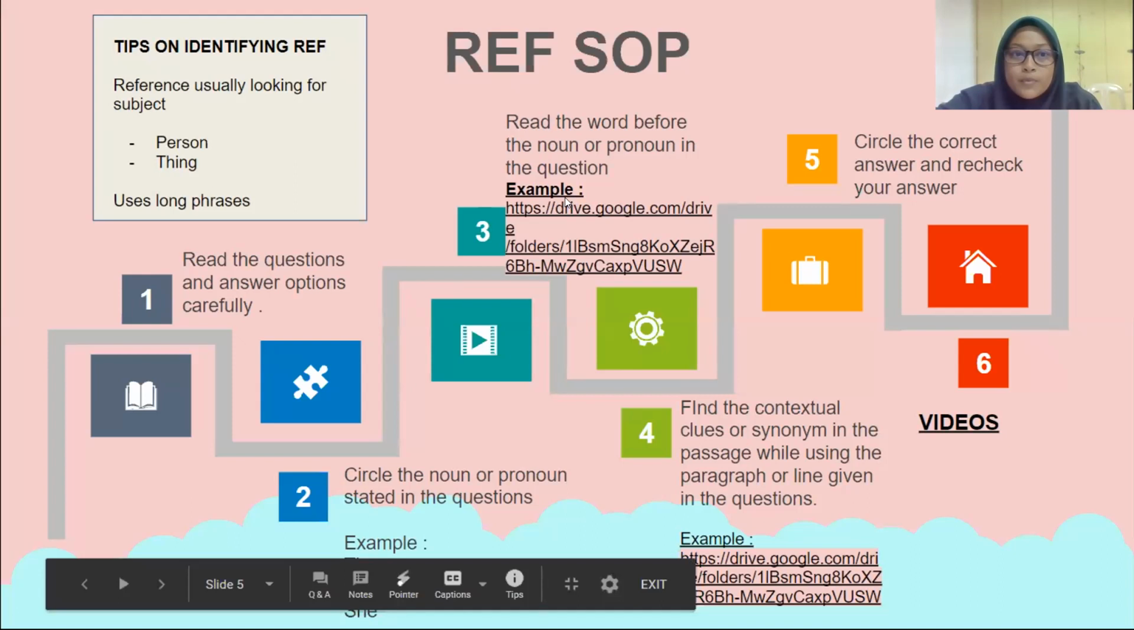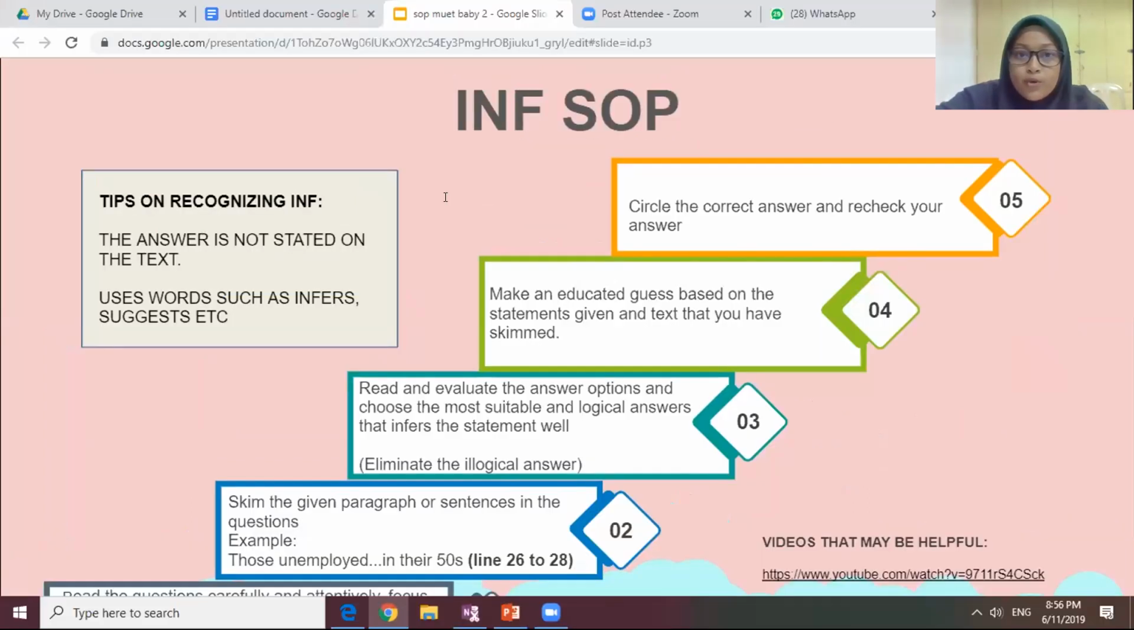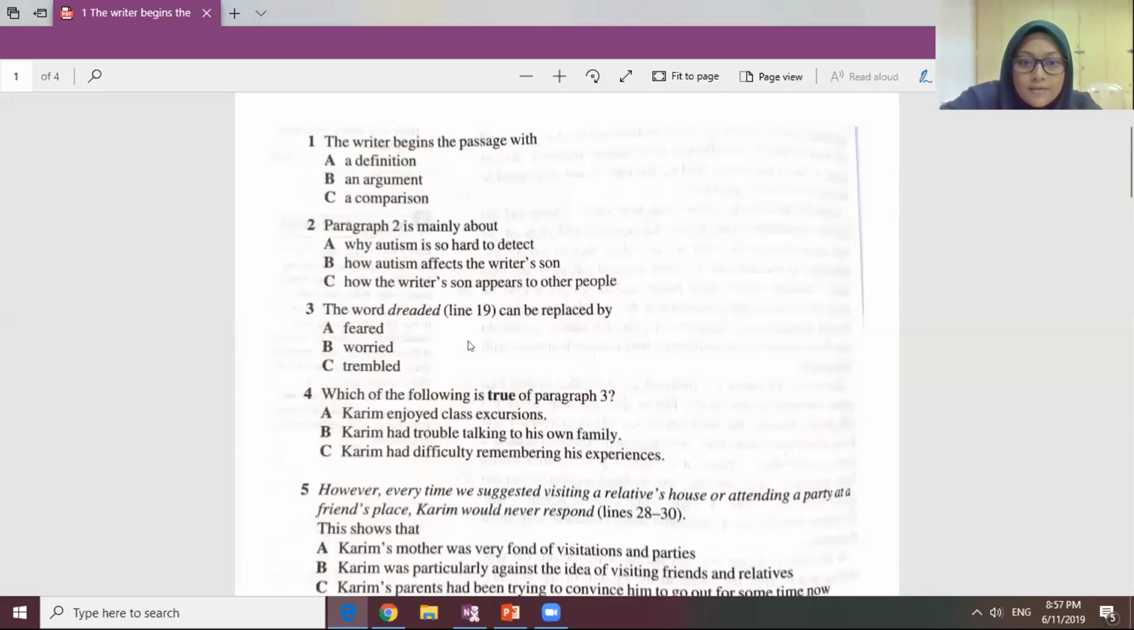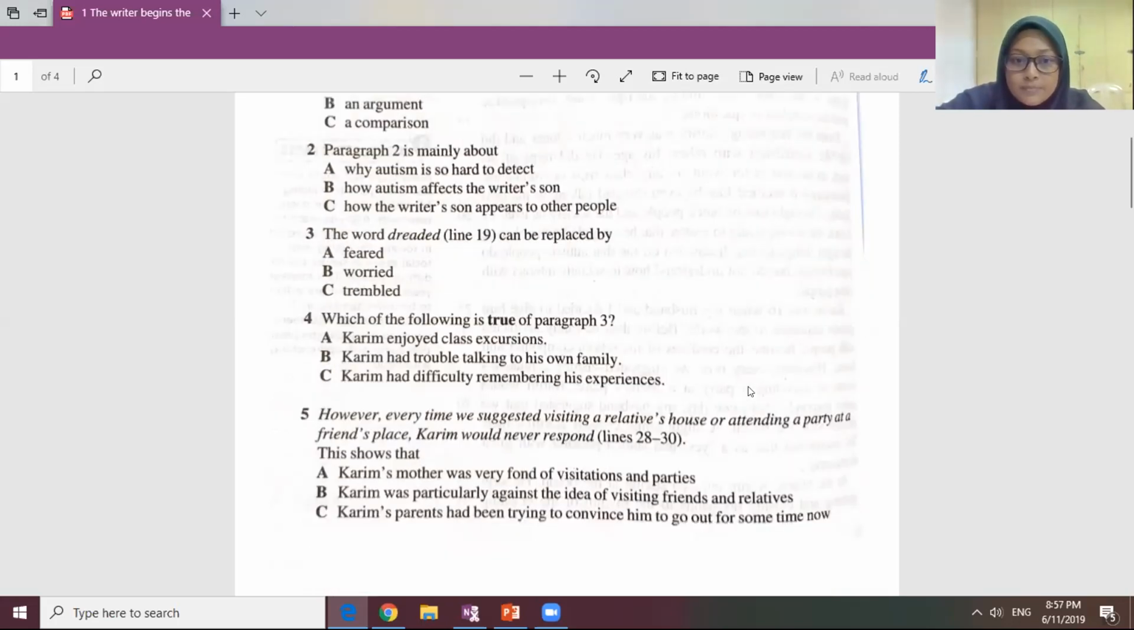So next, I will demonstrate how to answer this question. The first step is you have to go through all the questions and then find the FO questions. So number 4 is an FO question, because there's the word "true" in bold font. So read the question: which of the following is true of paragraph 3? This question gives you a specific paragraph, so you just have to scan paragraph 3.